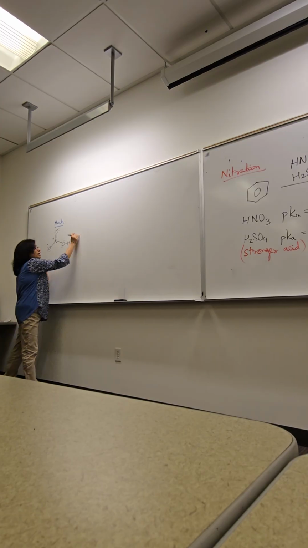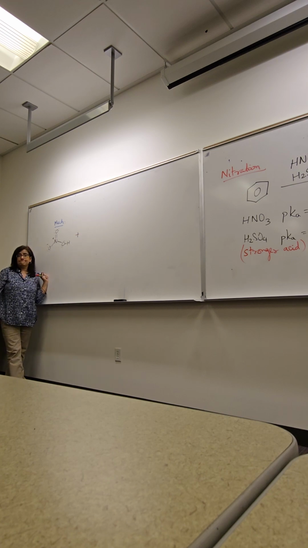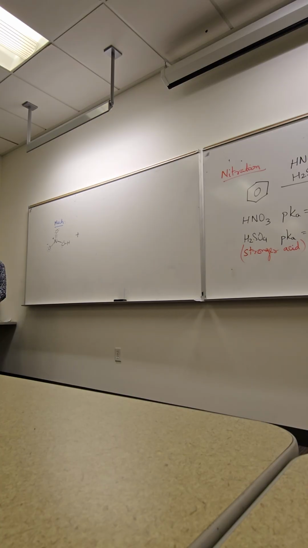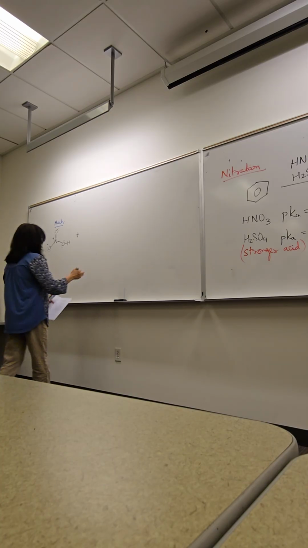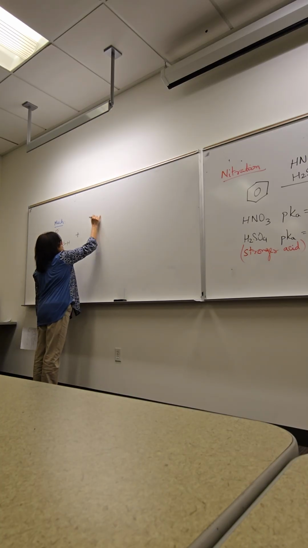What about sulfuric acid? The Lewis dot structure for sulfuric acid: S with two double bond O groups and two single bond OH groups.